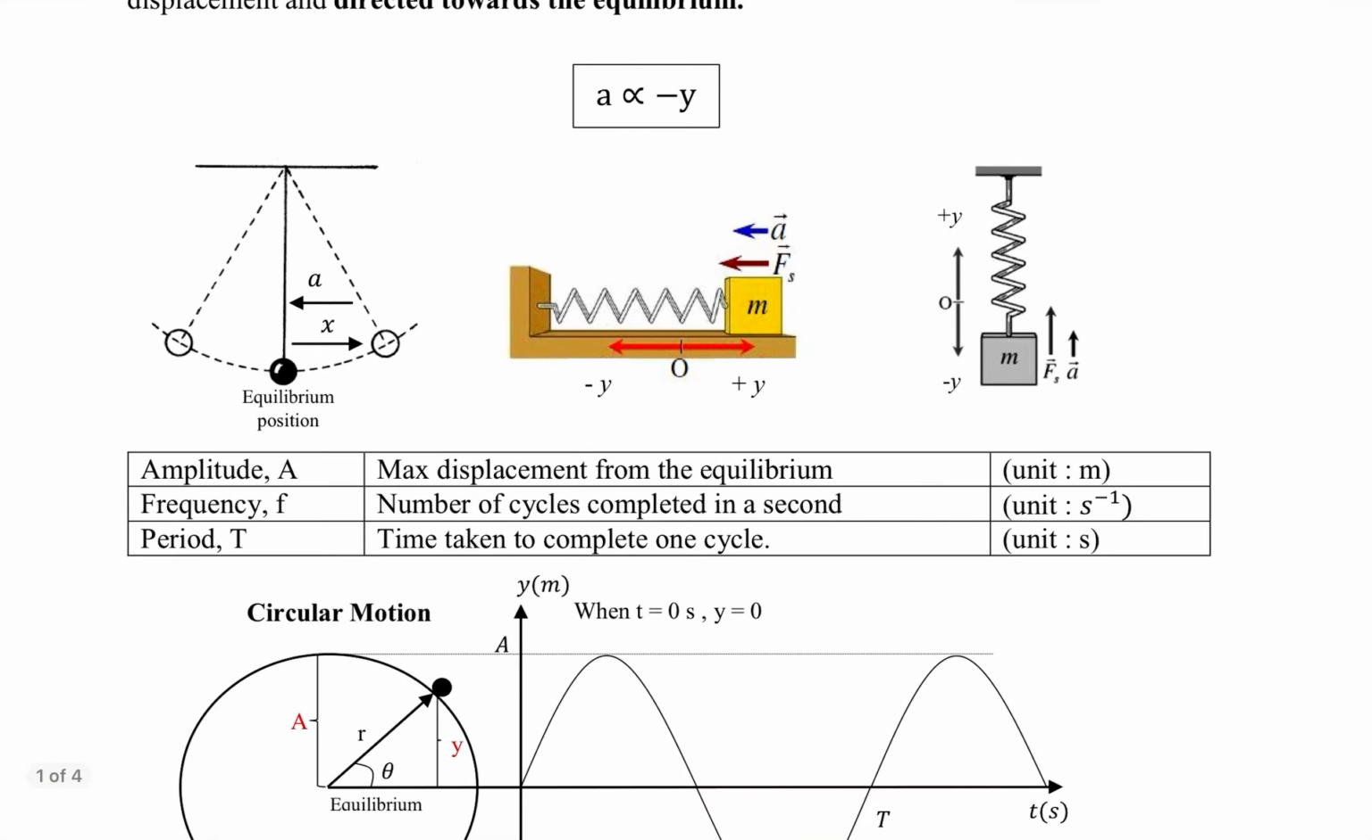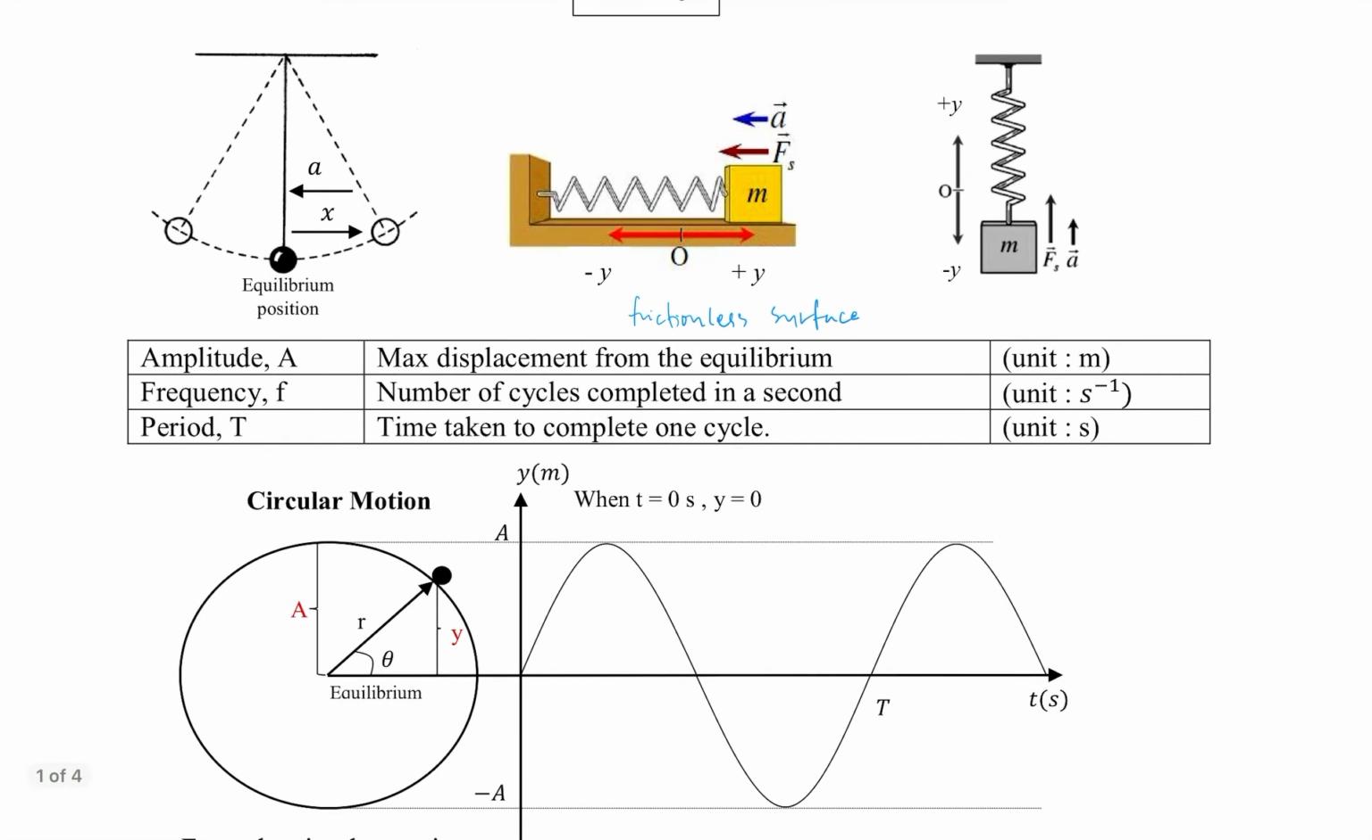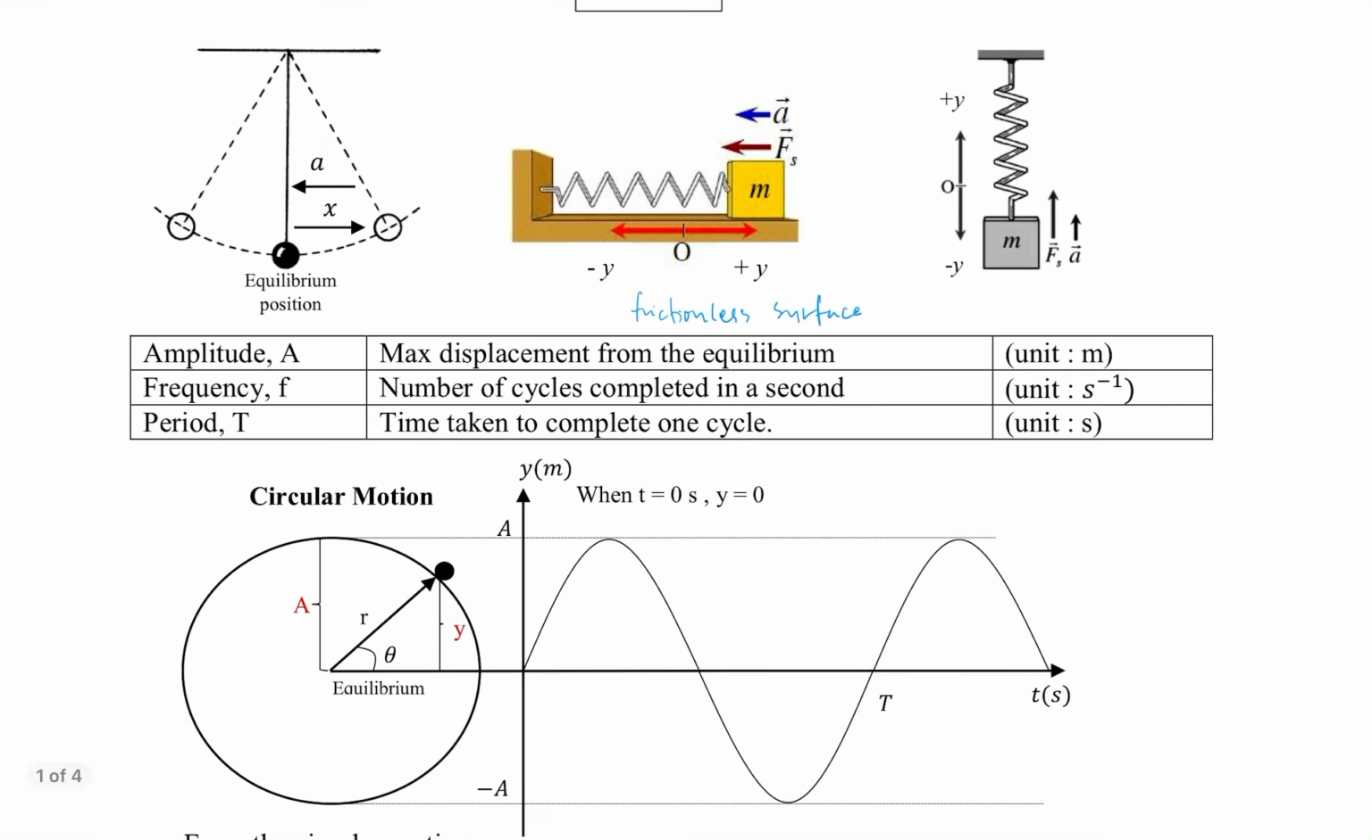So here are several examples yang kita apply. Sebenarnya kita ada simple pendulum, spring dan juga spring. So this is a horizontal spring on a frictionless surface. Okay, tak ada friction lah surface ni. So this one is a swinging spring. Then kita ada amplitude, frequency and also period. Frequency is the number of cycles per unit time, so the unit will be hertz.